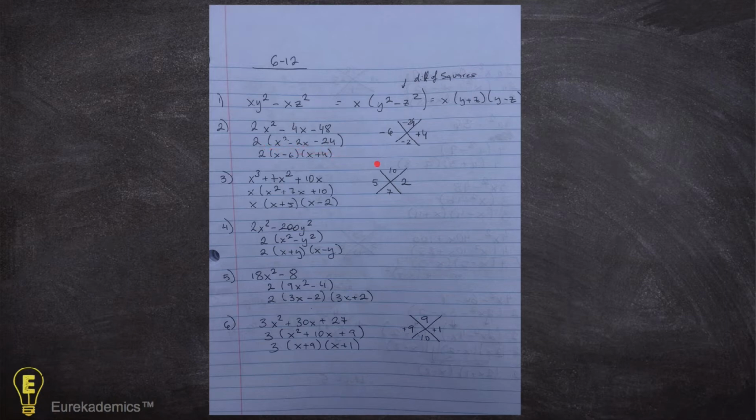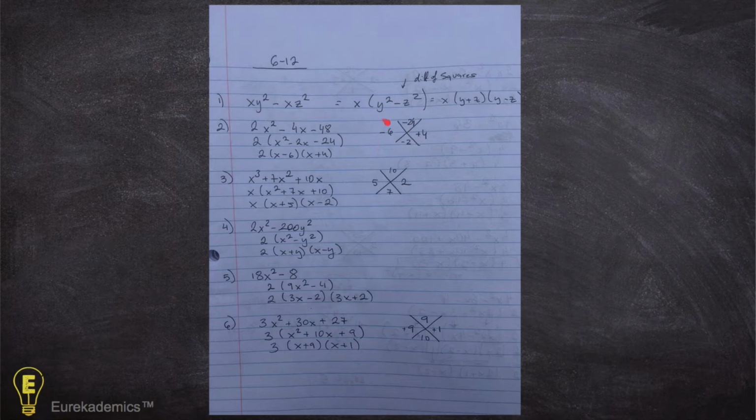Anyway, so you're going to put your c right here at the top, and the middle number, the negative 2, goes at the bottom. And the question we must ask and answer is, what two numbers multiply to negative 24 and add up to negative 2? So that would be negative 6 and 4. Because negative 6 times 4 is negative 24. Negative 6 plus 4 is negative 2.